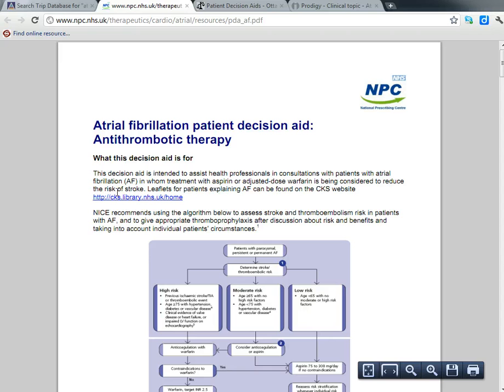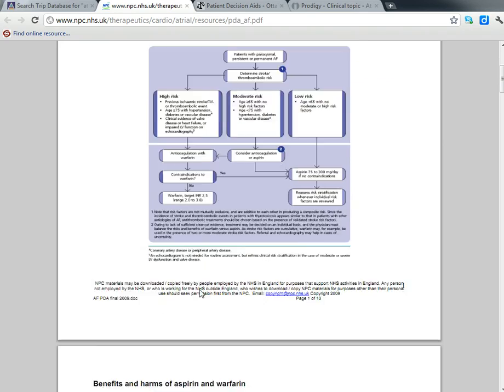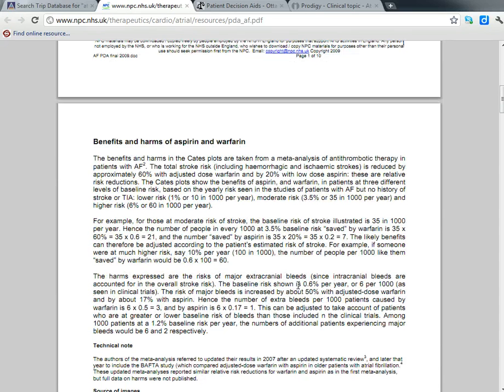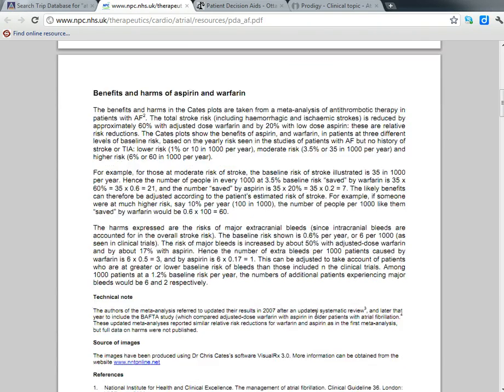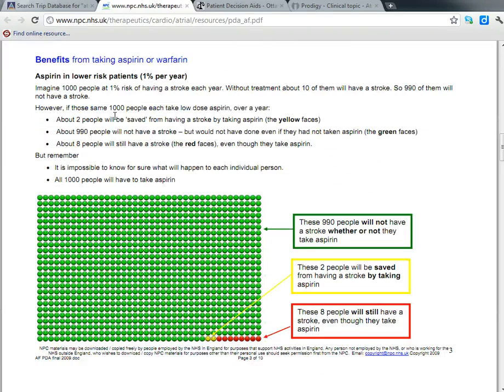I really like the fact that these decision aids are within Trip, because it means that I don't have to go and figure out where the decision aid might be, or whether the NPC have one. If one exists, then it will show up. This first page takes us through the stage of working out what the risk is, and then goes on to the benefits and harms of warfarin. Now, a bit of a drawback is, as you can see, this does not look as if it is written very clearly for patients.